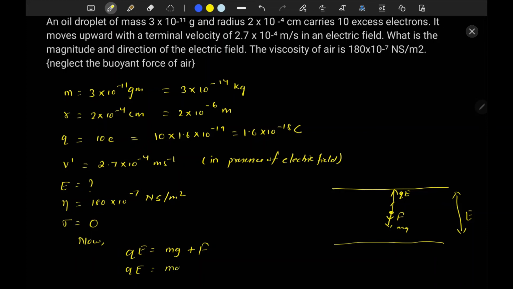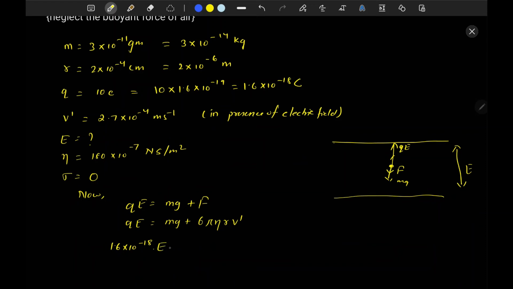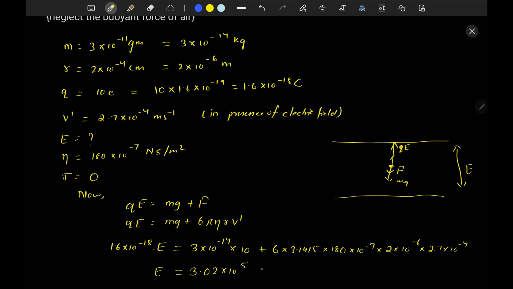QE is equal to mg plus 6 pi eta r v dash. 18E is equal to 3 into 10 power minus 14 into 10 plus 6 into 3.1415 into 180 into 10 power minus 7 into radius 2 into 10 power minus 6 into velocity 2.7 into 10 power minus 4. Putting all these values, we obtain the value of E as 3.02 into 10 power 5 volt per meter, which is the required answer.